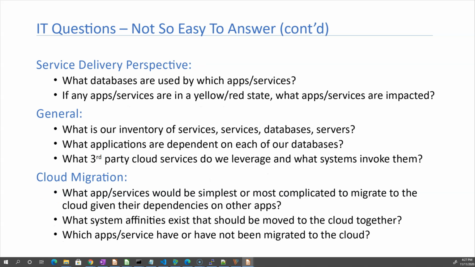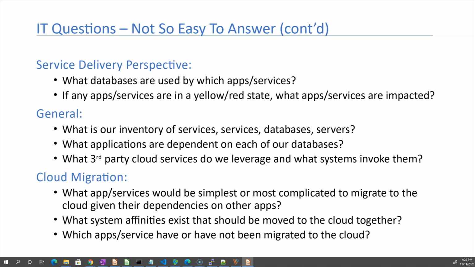From a service delivery perspective, what databases are used by our app services? We have that inventory of what our databases are. We know what our apps and services are, but what are those interdependencies? And if any of those apps or services are in a bad state, a red or yellow state, what's impacted? What is the depth and extent of the impact of that? Or potential impact of that if it gets worse.